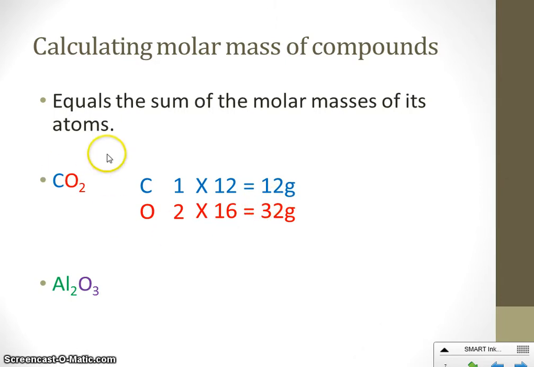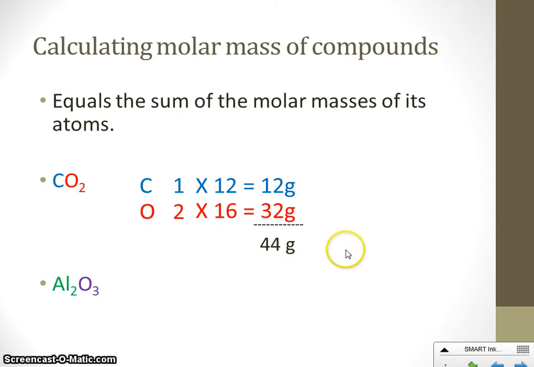Okay, so carbon, 12 grams of mass is being contributed to this total molecule, and oxygen, 32. Well, if we want to know how much the whole thing weighs, all we've got to do is add this up. 12 plus 32 gives you a total of 44 grams. So a CO2 molecule is going to weigh 44 grams for every mole that you have.